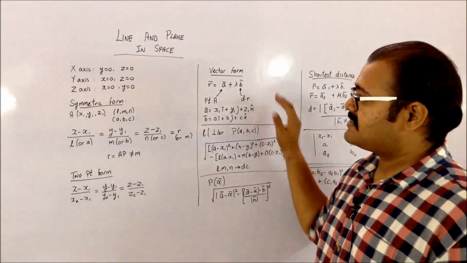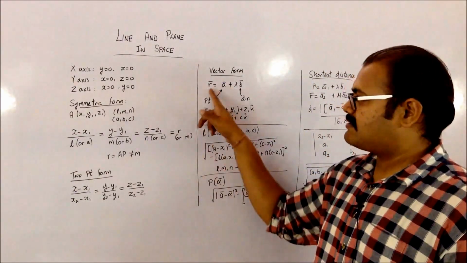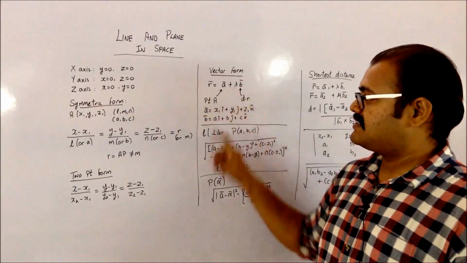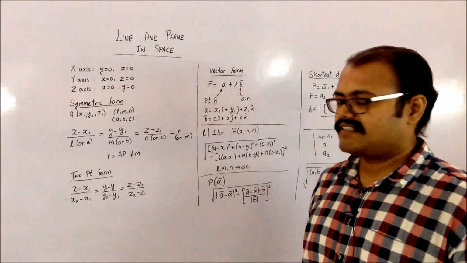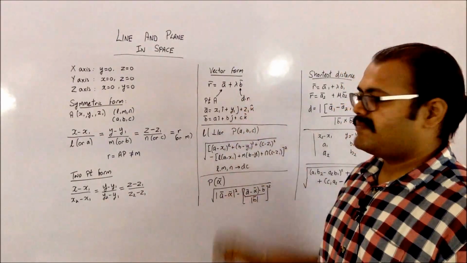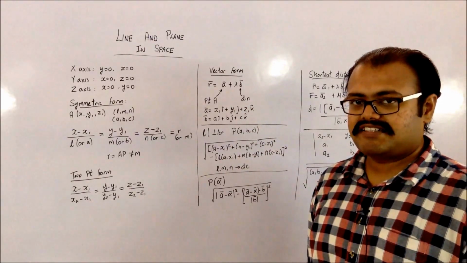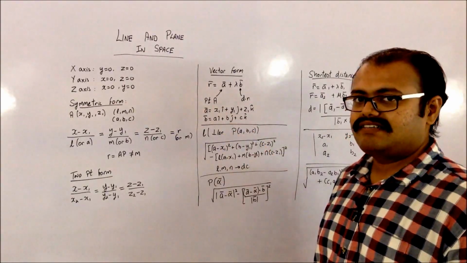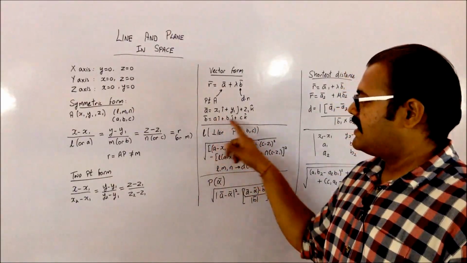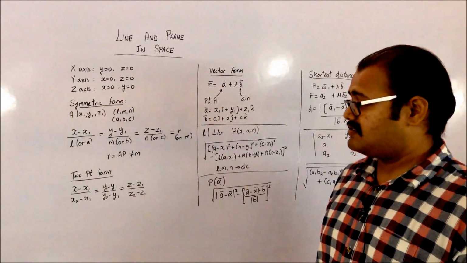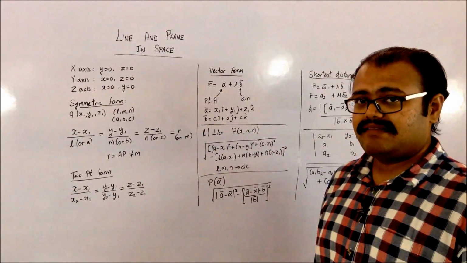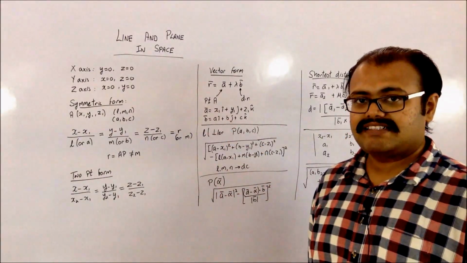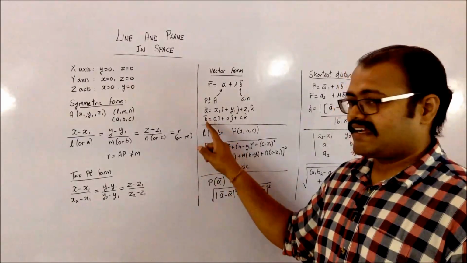Then we can represent the line in the vector form also, where r bar will be given as a bar plus lambda b bar. Over here, a bar is nothing but the point A, that is x1, y1, z1, and b bar is nothing but the directional ratio of the line. So you can represent your a bar as x1 i plus y1 j plus z1 k, and your b bar is ai plus bj plus ck. Over here, b is nothing but the corresponding directional ratio, it is not the magnitude of b.